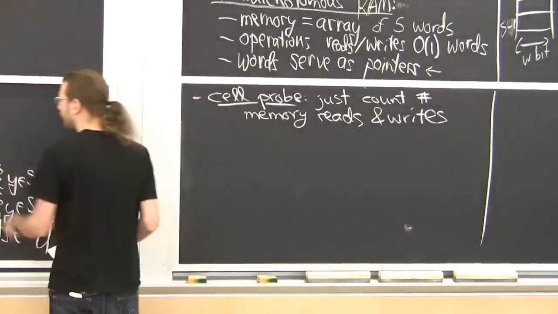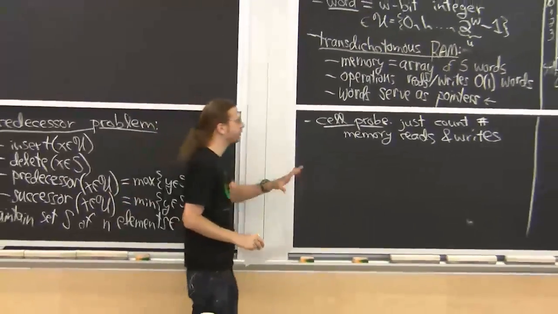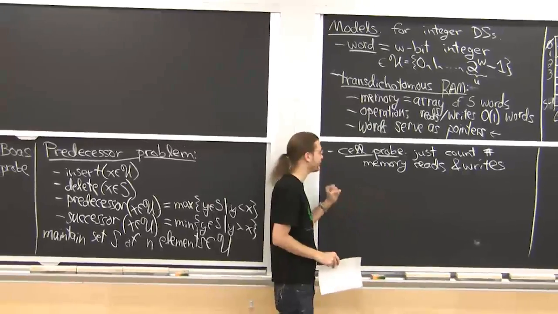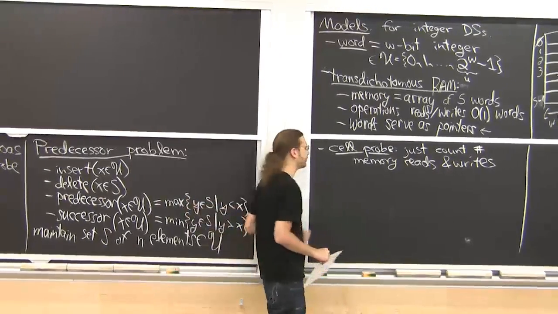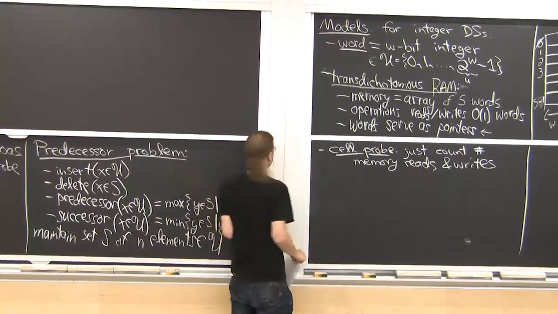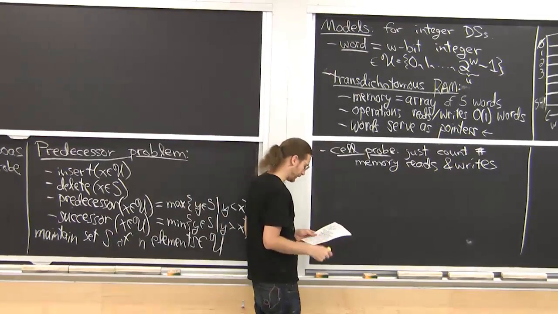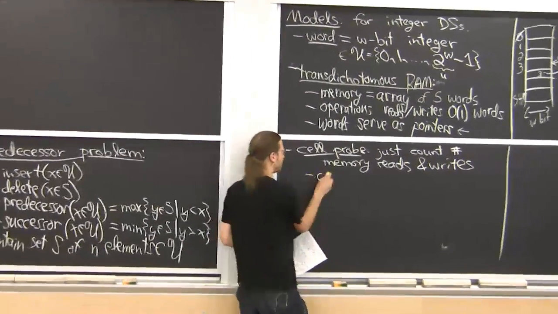Like you're looking at predecessor, and you just want to know how much of the data structure do I have to read in order to be able to answer the predecessor problem. How much do I have to write out to do an insertion, whatever. And so in this model, computation is free.